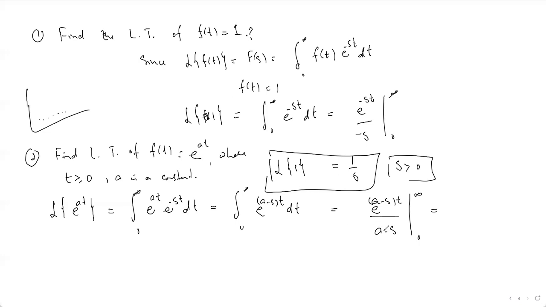Okay, I will take it in later on s minus a. So now for infinity, it is not defined, so this is gone. And for the 0, it will be minus e raised to power 0, that is 1. It will be e to the power 0 divided by a minus s, or you can say that this is 1 divided by s minus a, right? So the Laplace transform of e raised to power at is equal to 1 divided by s minus a.